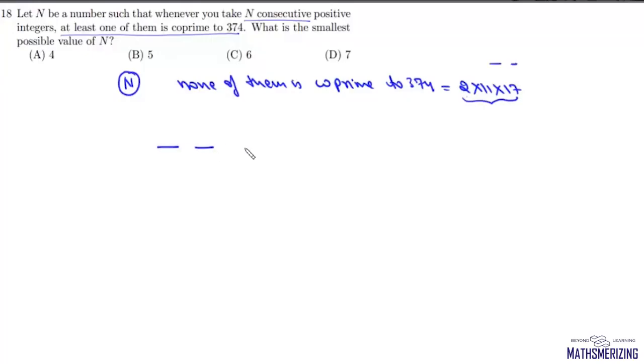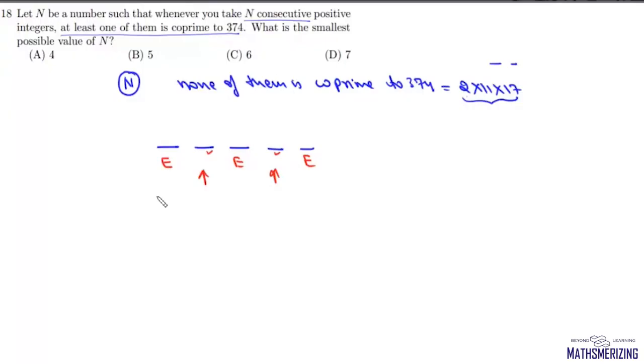Now we know that any even number cannot be co-prime to this 374, because they'll always have this 2 common. So if we take any numbers which start with even, then all these numbers will have a common factor with 374. Now here we have to choose odd numbers such that these odd numbers are divisible by either 11 or 17. Now we need to find out whether there exist 2 odd numbers such that one of them is a multiple of 11 and the other one is a multiple of 17. And these numbers do exist.